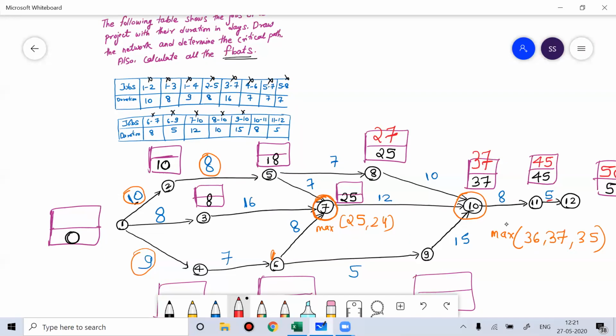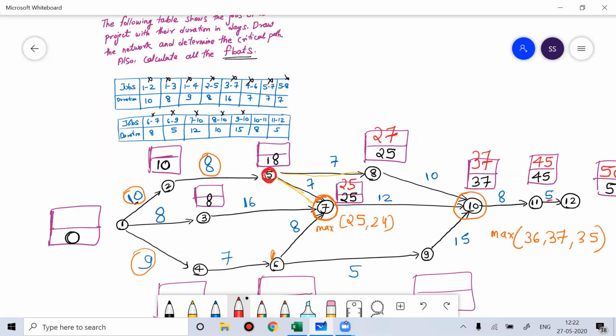Now if you see the node 5, two activities are getting over here. Wherever two activities are getting over, you will take the minimum of that value. So here 37 minus 12, you will get 25.